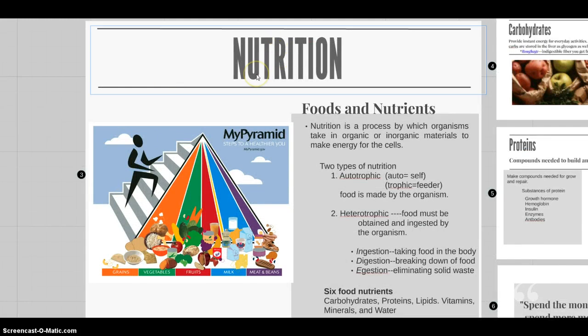Nutrition is one of the 8 life functions. Nutrition is a process, a life process, by which organisms take in organic or inorganic materials to make energy for themselves. There are 2 types of nutrition. You have autotrophic and heterotrophic.